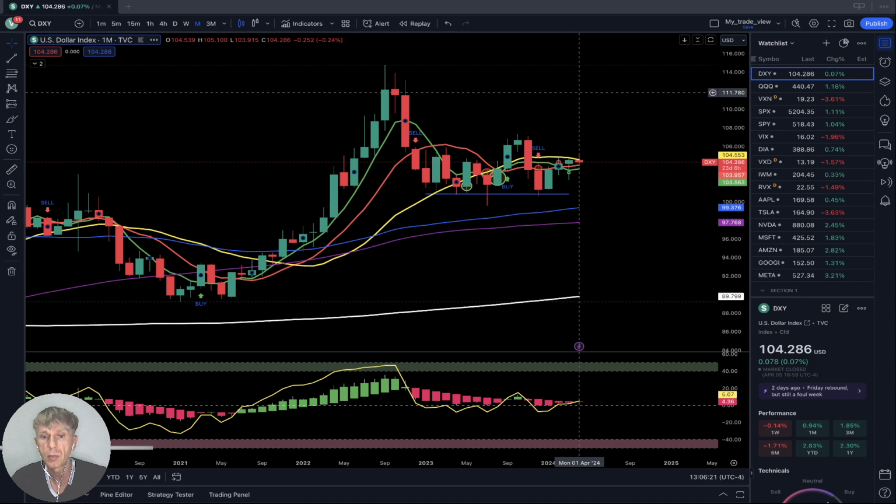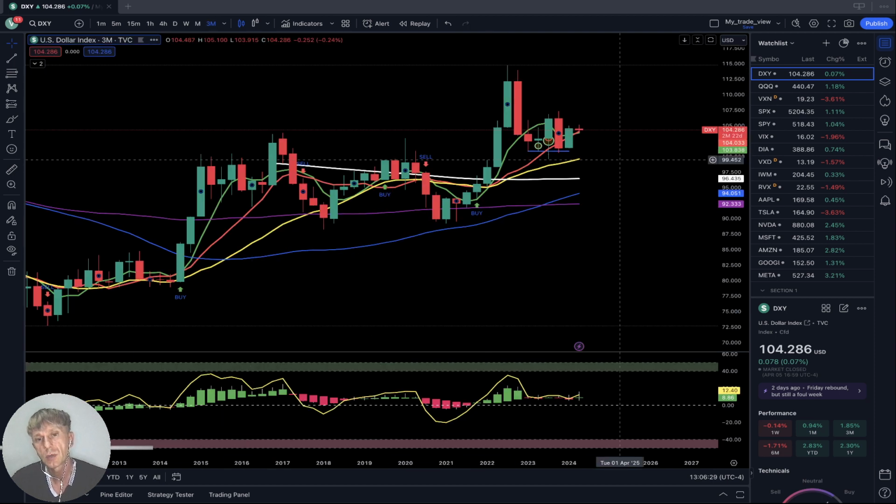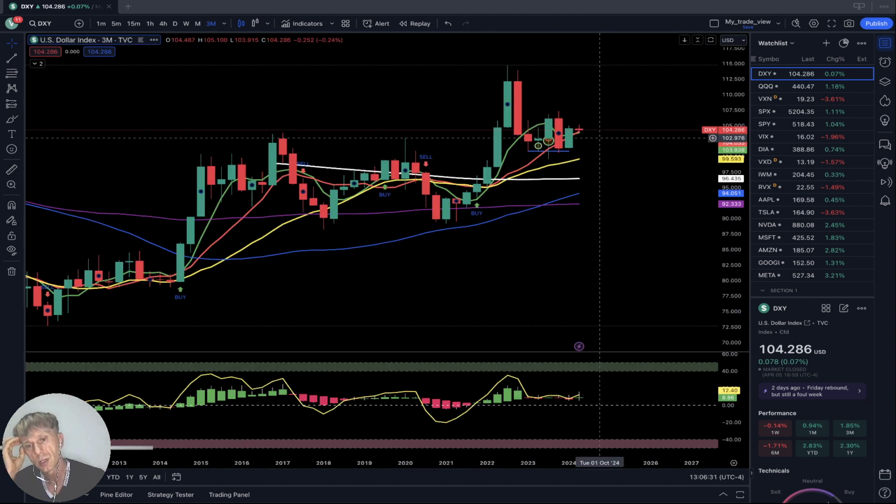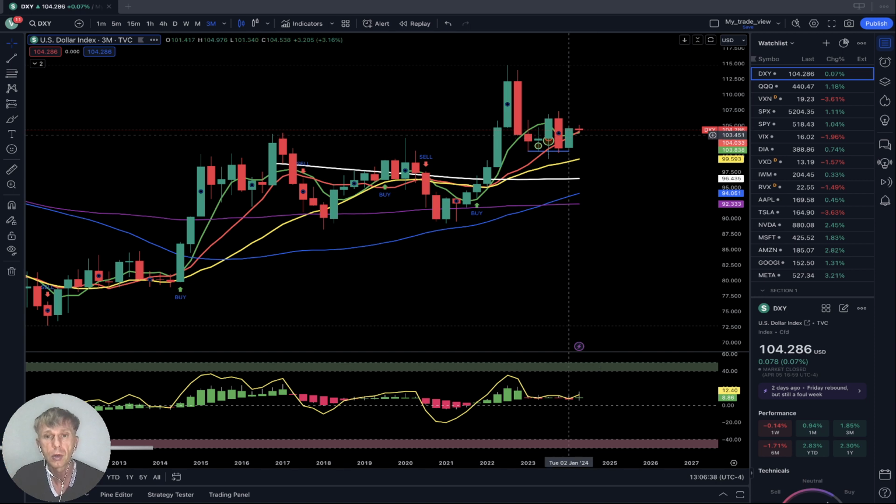Bullish dollar, remember, is bearish for the stock market and equities. And quarterly, last bar still above all moving averages, still in bullish territory, bullish position, but SMA 5 green line is ready for a bearish crossover.